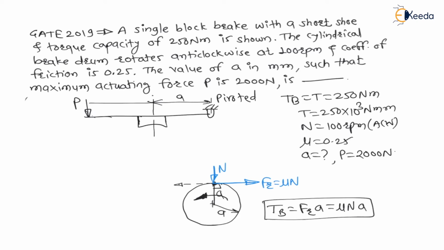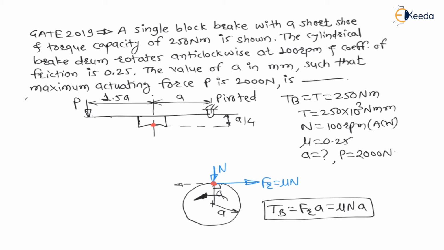This point P is at distance 1.5 A from this shoe. And here this distance is given as A by 4. Now this point of the drum is in contact with this shoe over here. Therefore the contacting point, the common point, is here, right?